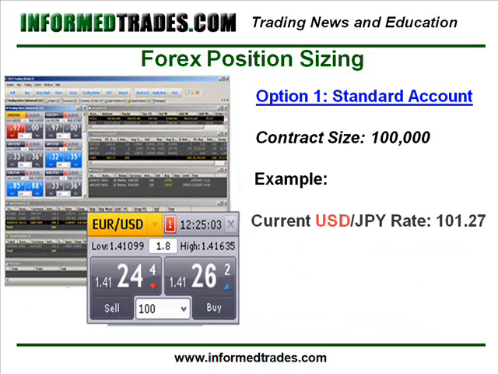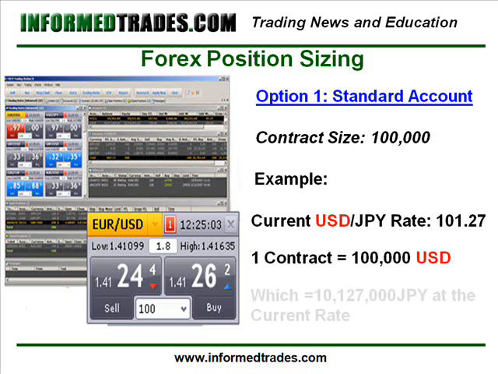As a second example, if you are trading dollar-yen in a standard account, then the minimum you could trade would be 100,000 US dollars against the equivalent amount of Japanese yen. As the Japanese yen is currently trading at 101.27 against the US dollar, this would be 100,000 US dollars against 10,127,000 Japanese yen.